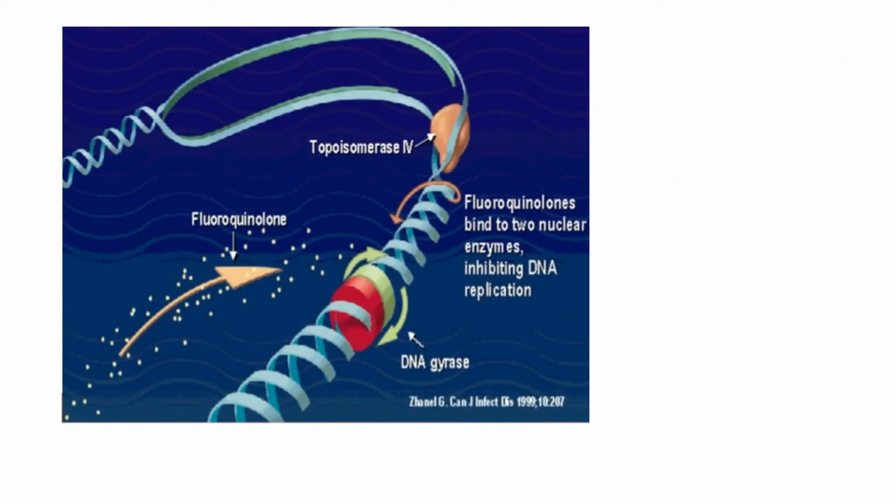So, fluoroquinolone, DNA gyrase, and topoisomerase 4. The mechanism of action will be clear when they bind to both these enzymes, causing inhibition of replication of DNA. If you ask me for the mechanism of action in one word, it is inhibition of bacterial DNA replication.